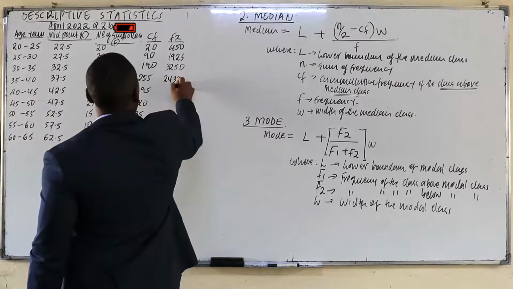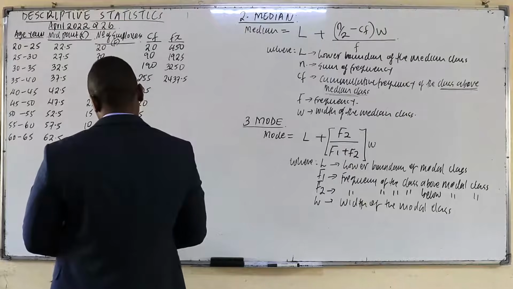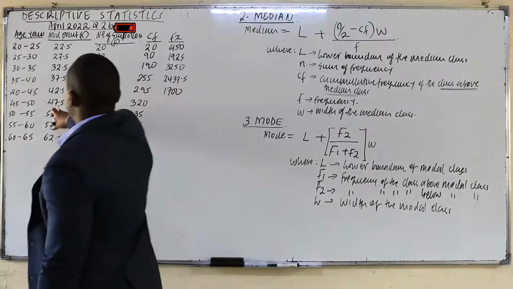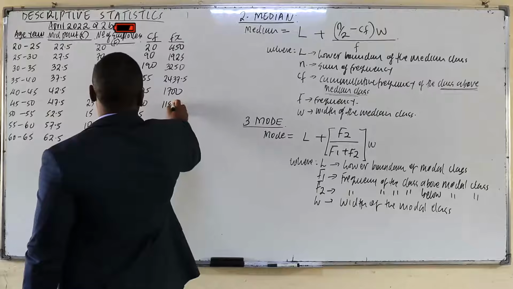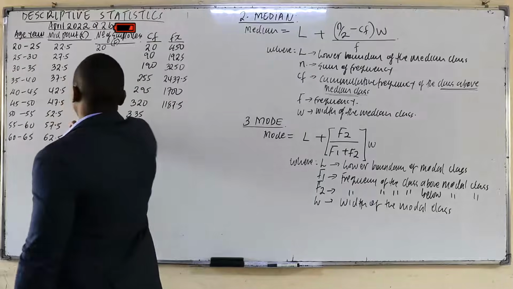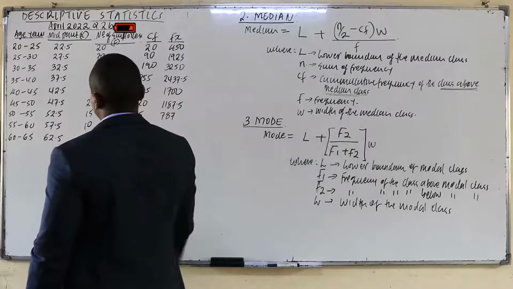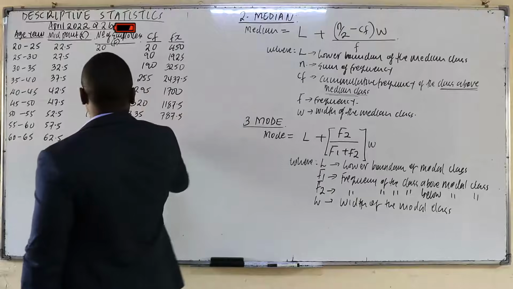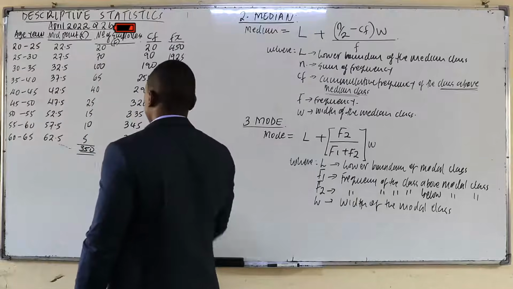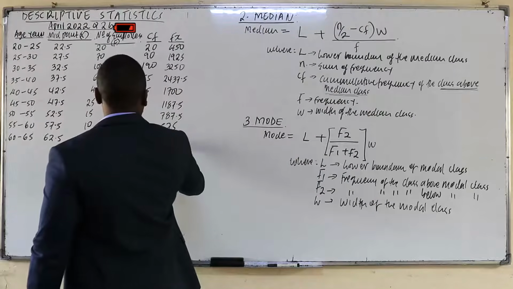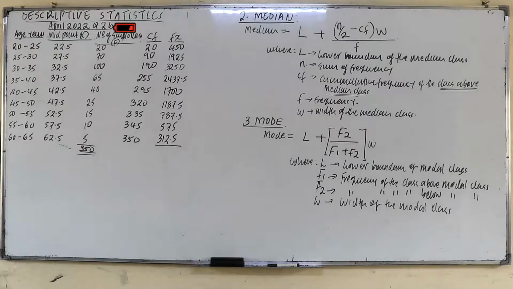65 times 37.5, you get 2437.5. 42.5 times 40, you get 1700. 47.5 times 25, you get 1187.5. 52.5 times 15, you get 787.5. 57.5 times 10, you get 575. 62.5 times 5, you get 312.5. Now, can you add for me the total, so that we get the summation of fx.